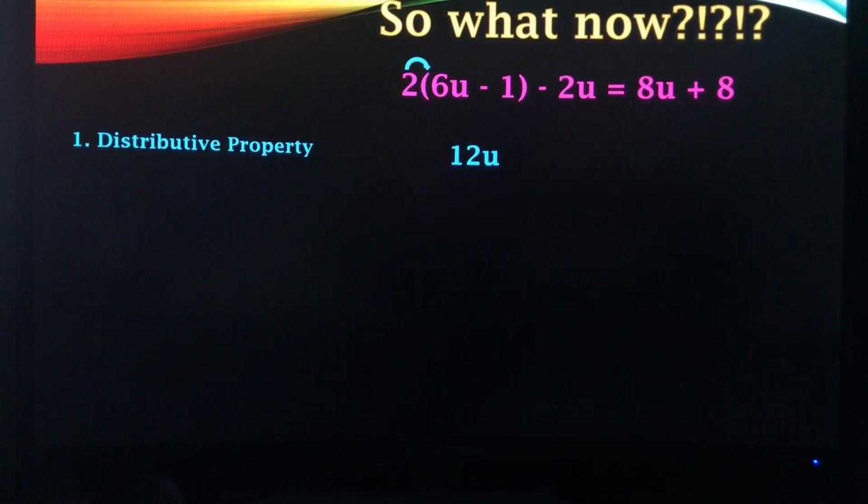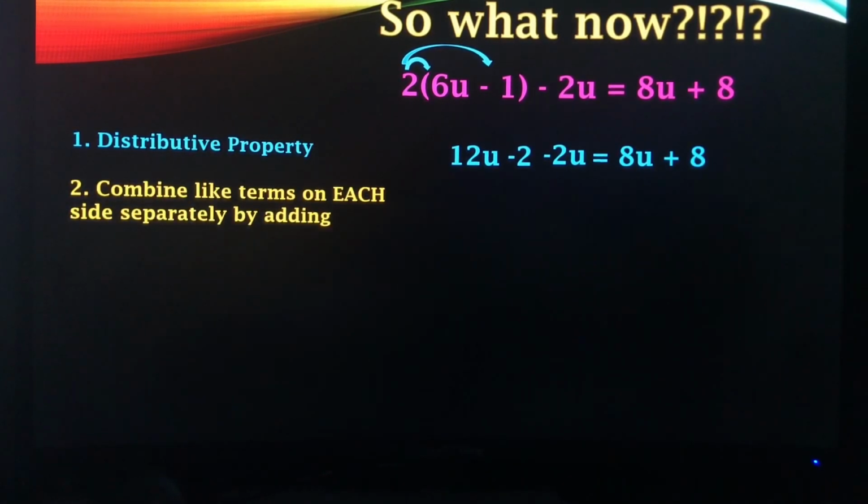And then I'm going to multiply 2 times -1. And you've got to be careful. We have to remember, as we've talked about all year, a negative and a subtraction sign are interchangeable. They are the same thing. So 2 times -1 gives me -2. I'm then going to bring down my -2u because there was nothing I could do to that. And my 8u plus 8. Now I have distributed. I have cleared my parentheses. I'm done with step 1.